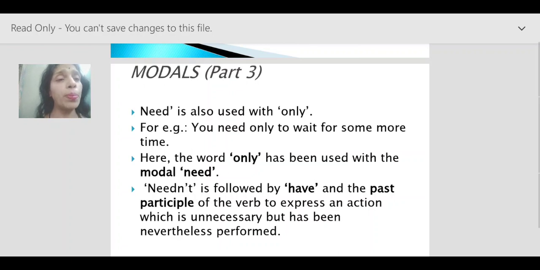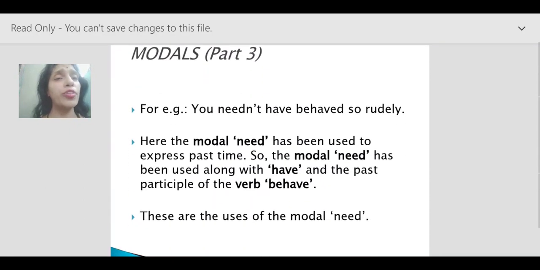Needn't is followed by have and the past participle of the verb to express an action which is unnecessary but has been nevertheless performed. For example, you needn't have behaved so rudely. Here, the modal need has been used to express past time. So, the modal need has been used along with have and the past participle of the verb behave. These are the uses of the modal need.